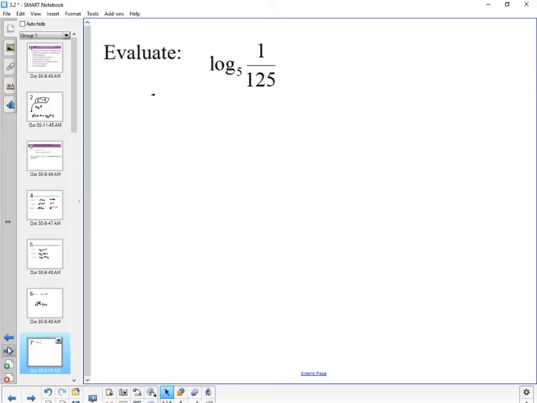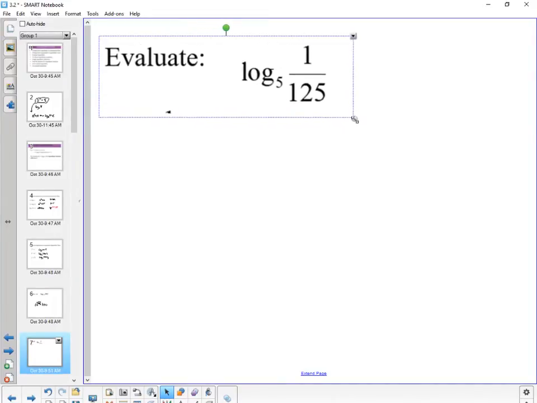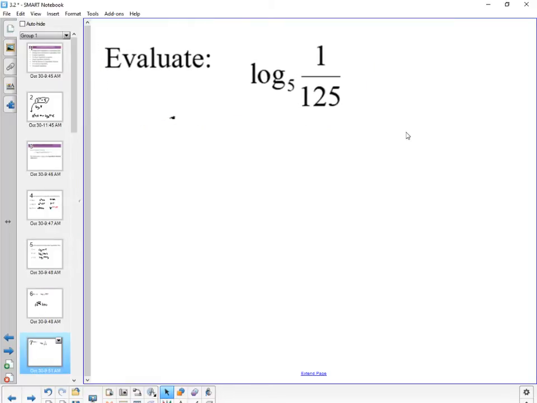Let's do a little tougher one here. What exponent on 5 is going to give me a fraction of 1/125th? It's going to have to be some negative, isn't it? Why negative? You want it to flip. So negative what? 3. So the exponent on 5 is going to be a negative 3 here. Good? Any questions?